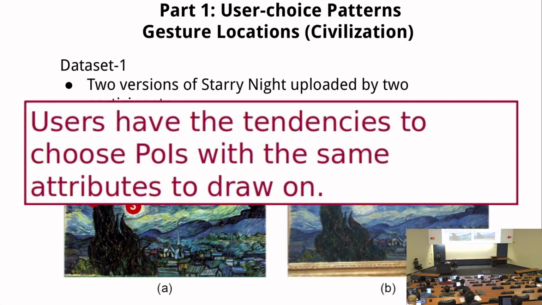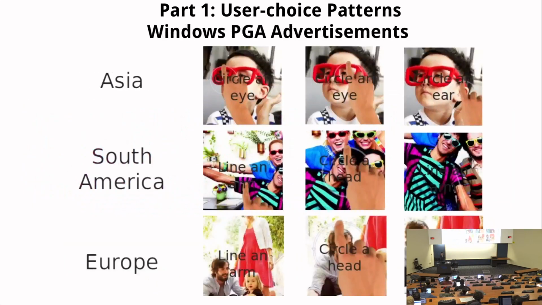So obviously, users have the tendency to choose a point of interest with the same attribute to draw on. So picture passwords have the same vulnerability as text-based passwords. Users will choose weak passwords, basically.